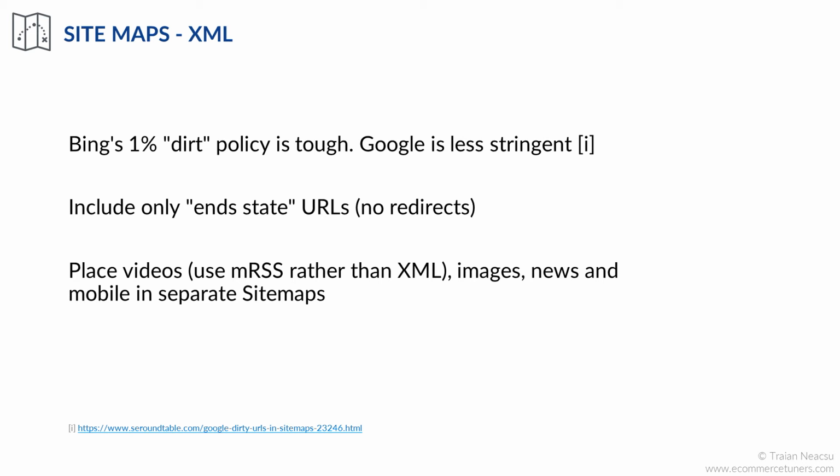Examples of dirt are if we click on a URL and we see a redirect, a 404 or 500 code. If we see more than 1% level of dirt, we begin losing trust in the sitemap. Google is less stringent than Bing and says that they don't care about the errors in the sitemap. Have no links to duplicate content and no URLs that canonicalize to different URLs. Place videos, images, news, and mobile in separate sitemaps.